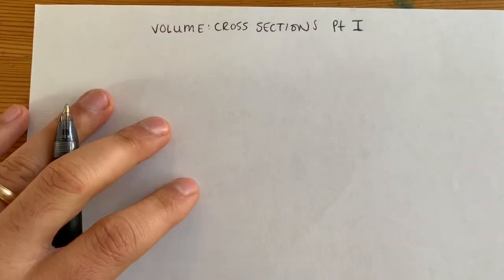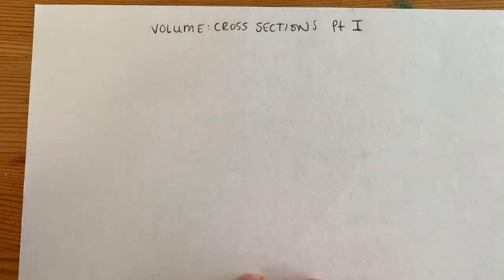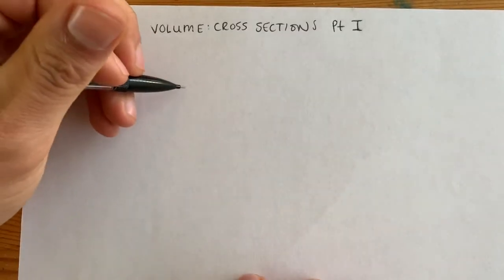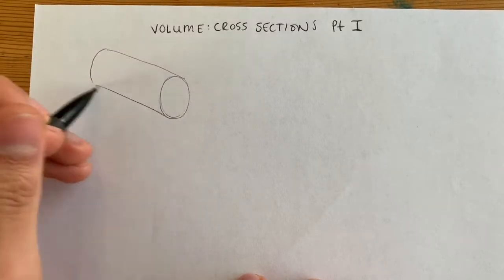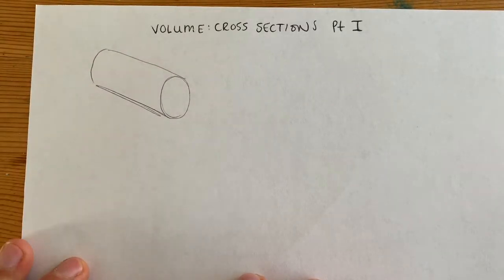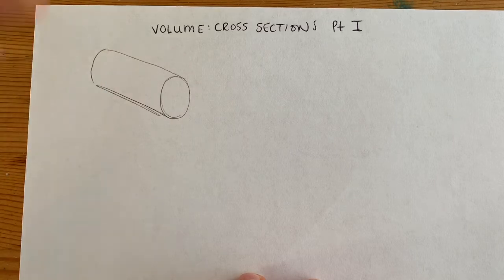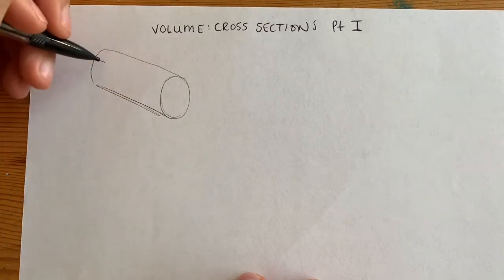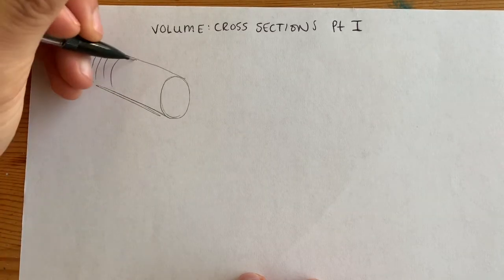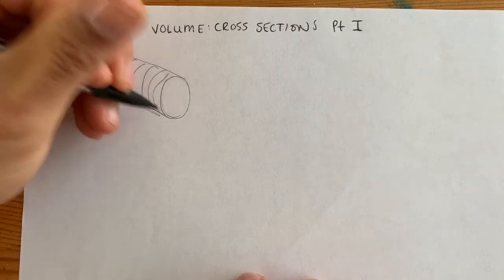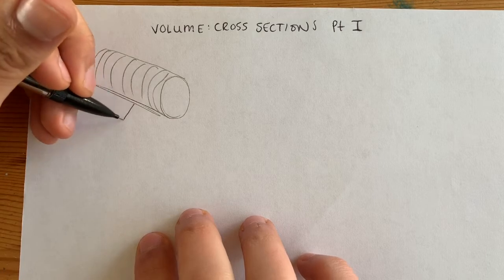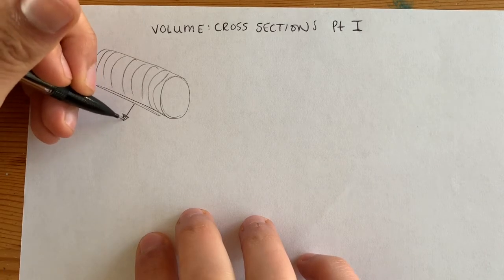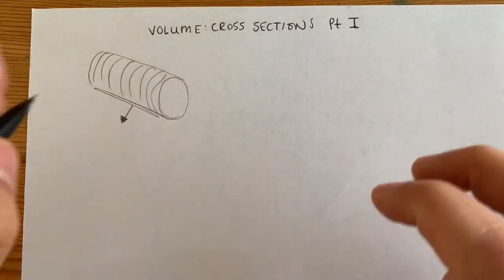So let me try and do my best to draw some shapes here. Let me just say first, if I had a cylinder and I was to take a cross section of this, what that would mean is I would slice this like a loaf of bread. Okay, so I've sliced it into a bunch of pieces. Let me just pull out one of those pieces, or one of these cross sections here.